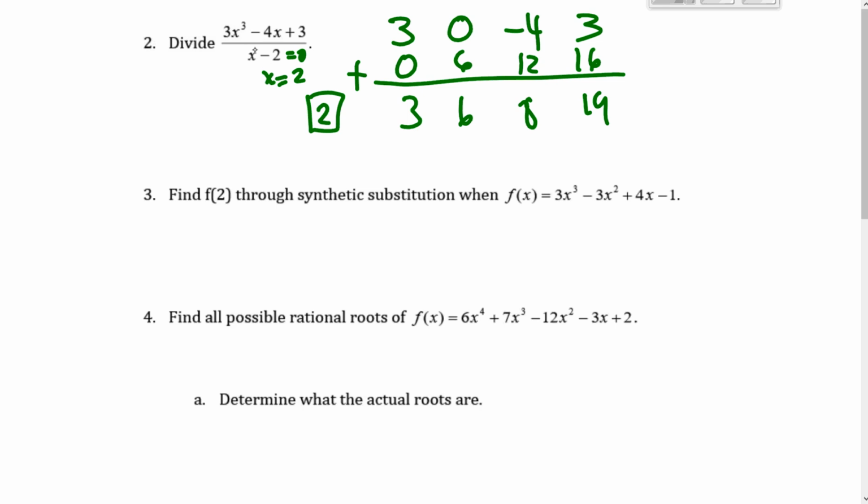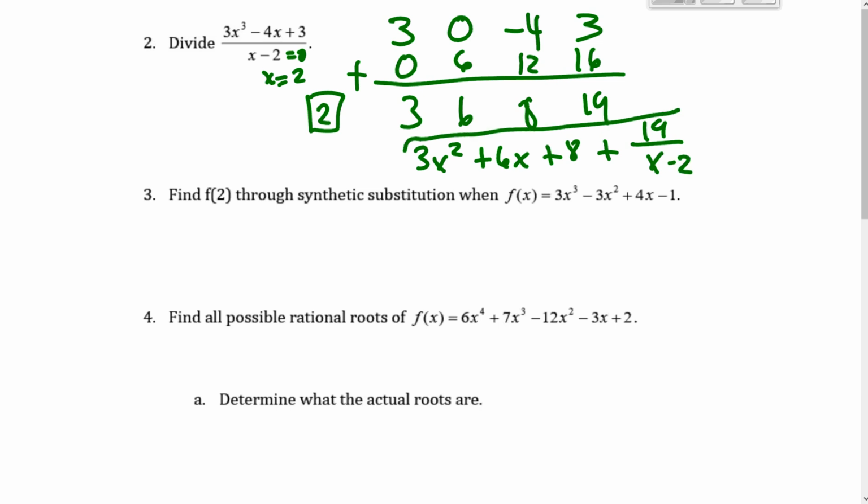So since I'm taking x cubed and dividing by x, this answer is an x squared. So this is 3x squared, and then I drop it down. So I go x squared to x, and then I go to my constant, and then I add. Don't forget to add your remainder. My remainder is 19 over what I'm dividing by, and I'm not dividing by 2, I'm dividing by x minus 2. Okay, so that would be my answer to this division problem. So there's synthetic division, there's your answer.